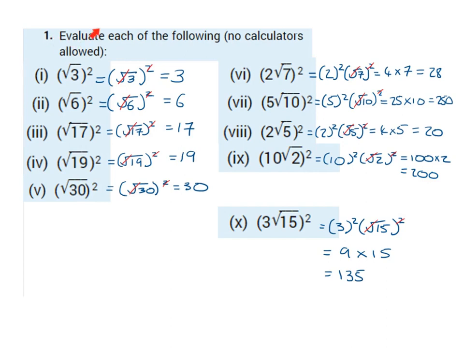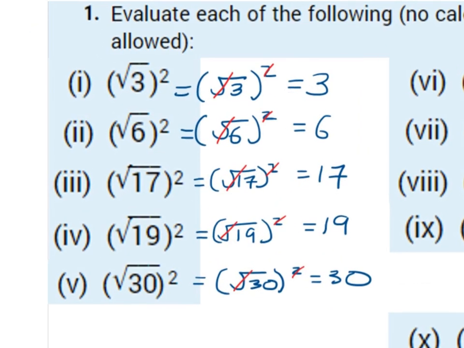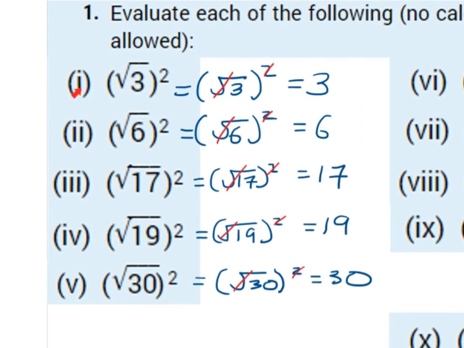Question 1. Evaluate each of the following. No calculators allowed. So part 1, we have bracket root 3 bracket squared, which means root 3 multiplied by root 3.